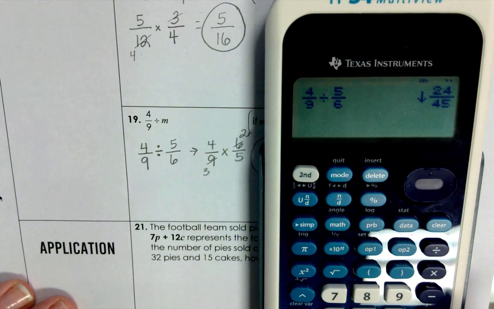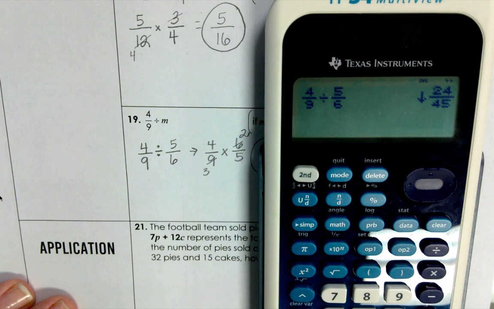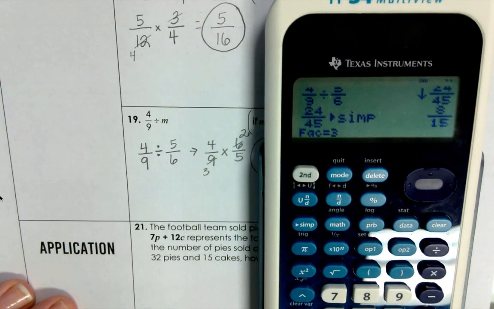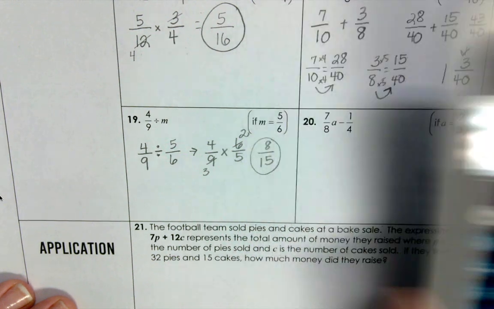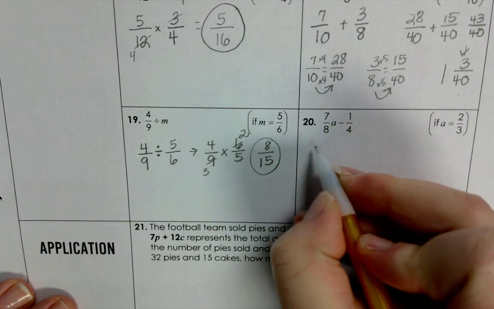Now, this says that we need to simplify. So we're going to hit the simp button. And there we go. Now when I don't have that arrow anymore, that means it's simplified. And looky tooky, we were right.